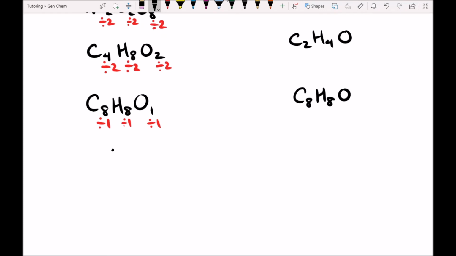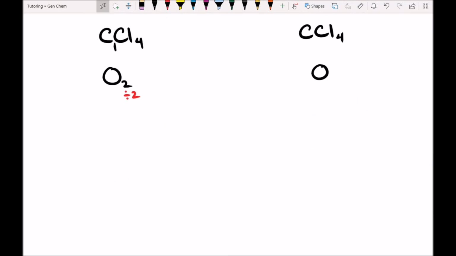Let's see that again. Carbon tetrachloride, there's a 1 for carbon. The greatest common factor is 1, and we're left with the exact same for the empirical. Oxygen gas is O2. We only have one subscript, so the largest number that can be divided into itself is itself, and we're left with just O for the empirical formula. Benzene, C6H6. We can divide each subscript by 6, and the empirical formula is CH.